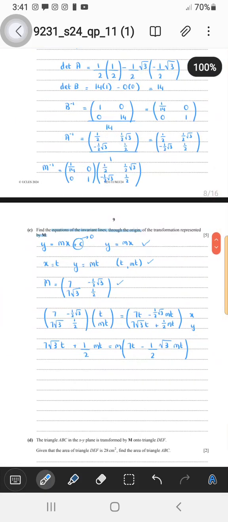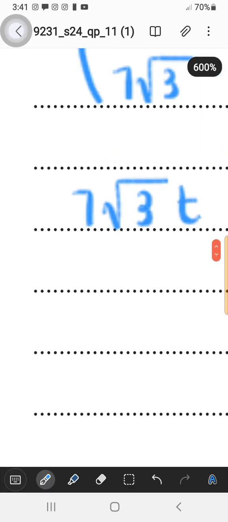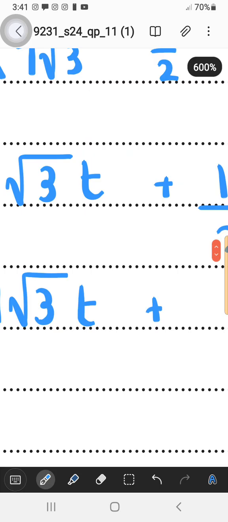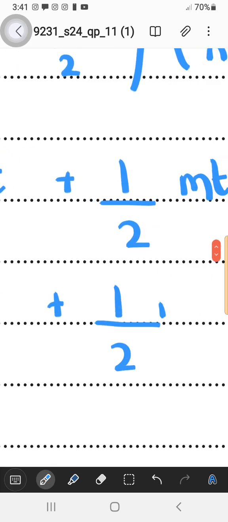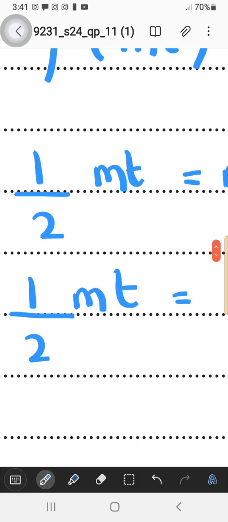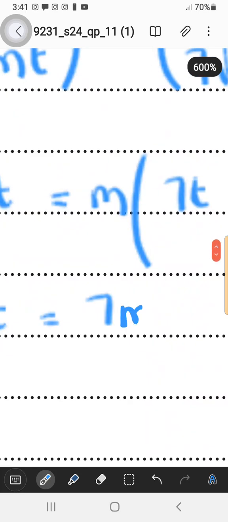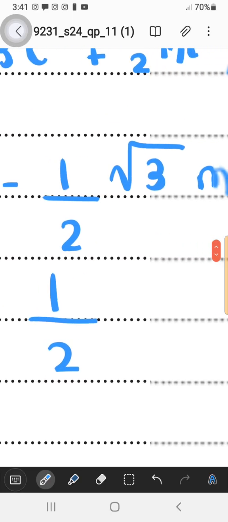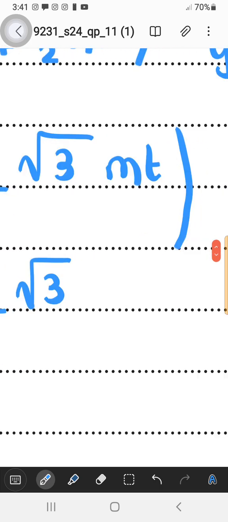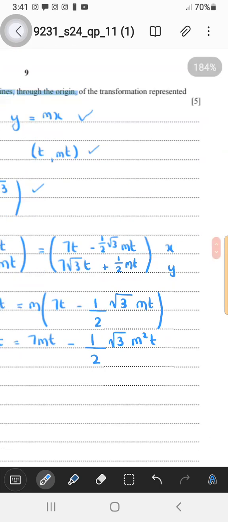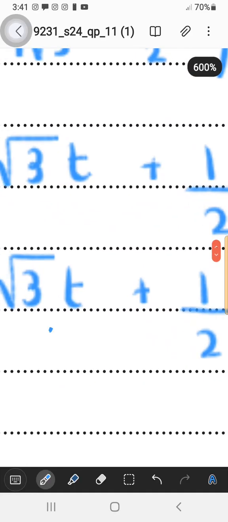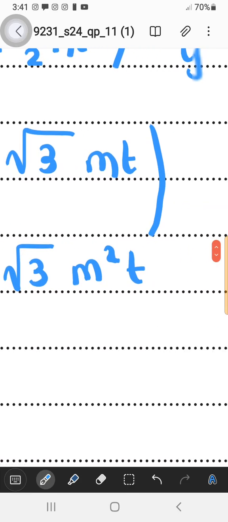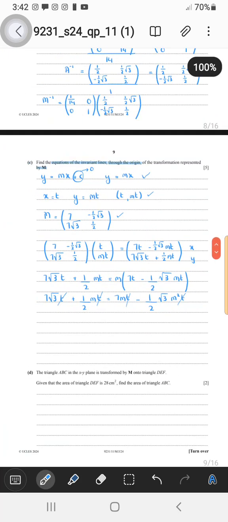Okay, so now I will get 7 under root 3t plus 1 upon 2 mt equal to 7 mt minus 1 upon 2 under root 3 m square t. If we notice, the t is common with all terms, so we will cancel this t. These all t's got cancelled. Now we can get our quadratic equation.